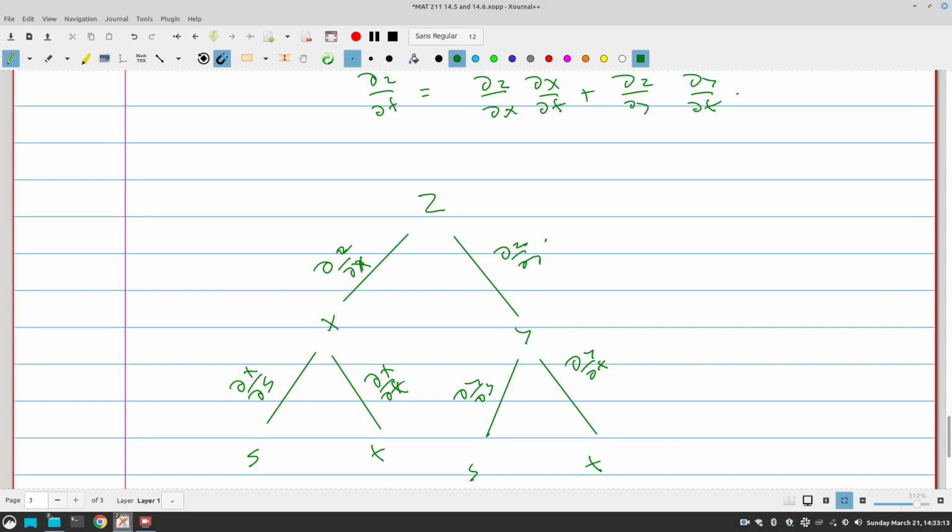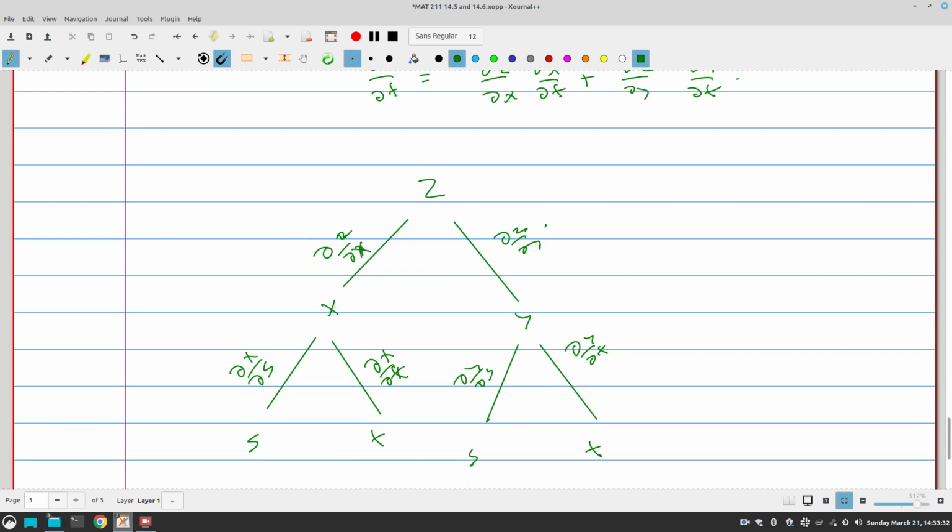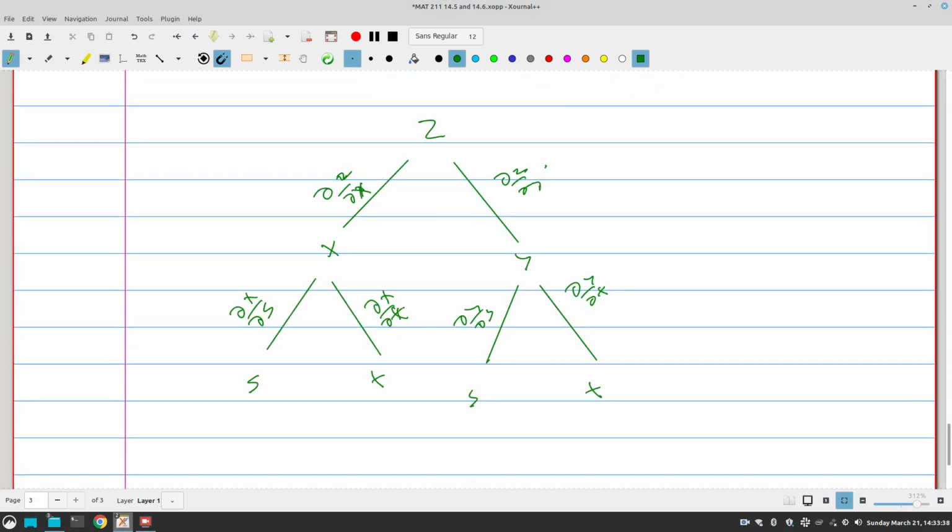So let's say you want to calculate dz over ds. You go along this branch, plus go along this branch, and you get the first expression, right? I want to calculate dz over dt. You go along this branch, plus you go along this branch via y. First you go via x, then you go via y, and you get dz over dt. Right? So it's easier when you do it using a diagram.